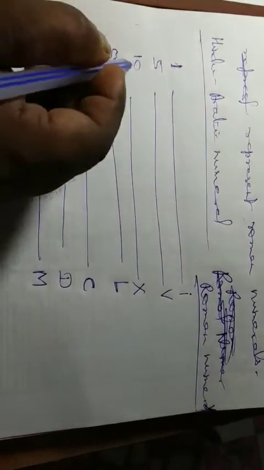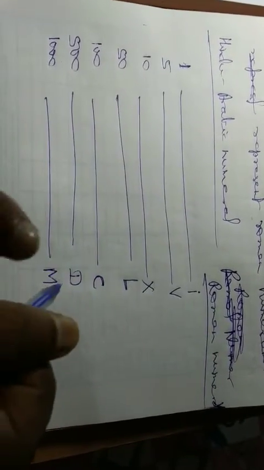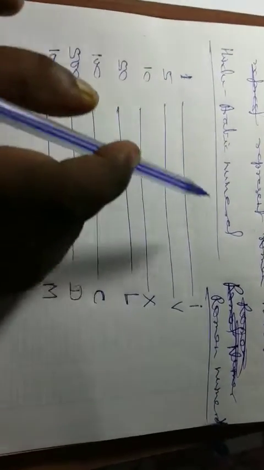So 1, 2, 3, 4, 5, 6, 7. These are the 7 basic symbols to represent Roman numerals.